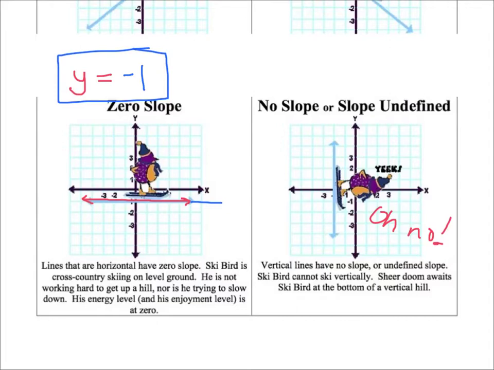All right, for the no slope or slope undefined, if they're asking for an equation, which that's typically what they're going to ask, then you have to show that it's going through the x-axis. So you have x is equal, and it's going through at -2. So your equation would be x equals -2. So that's just a reminder from the bird.